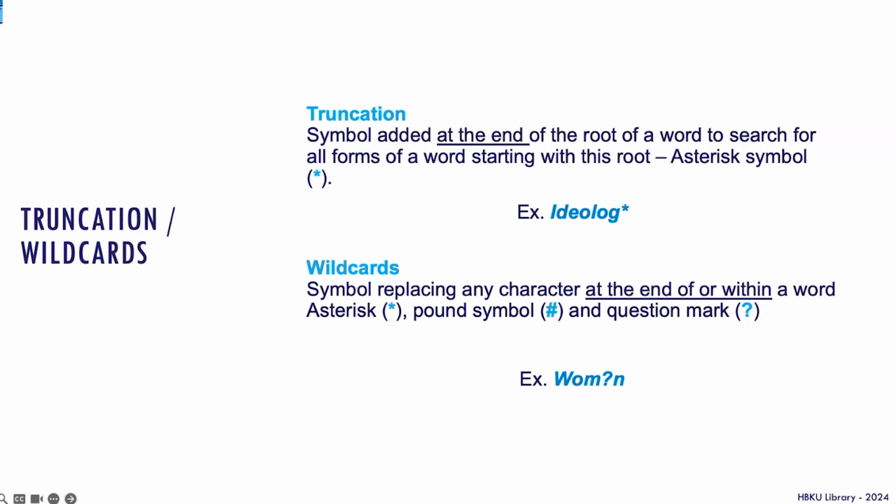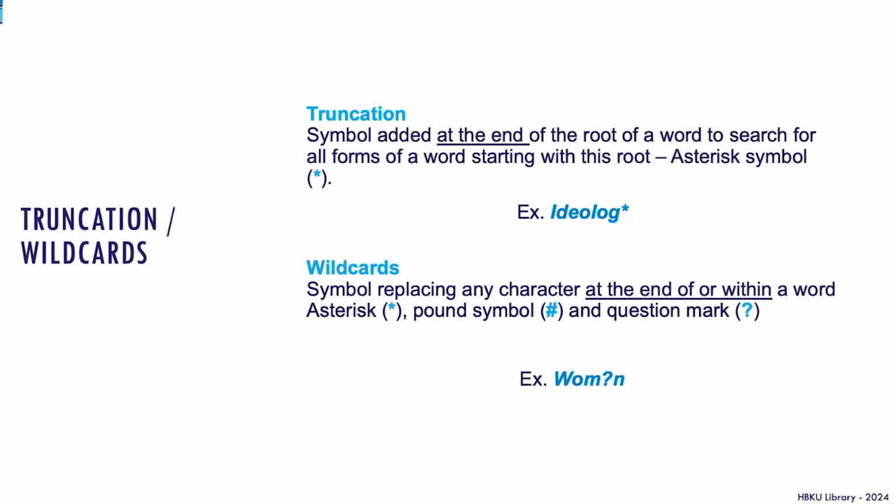For example, color, C-O-L-O-R, or C-O-L-O-U-R. So I can just put the asterisk and it will give me the difference between the two. So I could write color, and after the second O, I can put the asterisk. So it could be without adding the U, or it could be with the U. So these are only to save you multiple searches. You can do them by using the asterisk in the middle of the word.